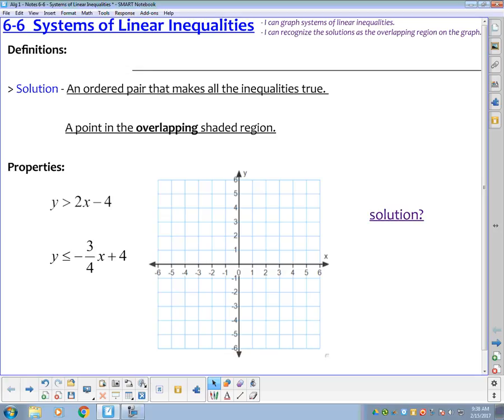So a solution is an ordered pair that makes all the inequalities true. Now we're only going to do two, so when I say all, I mean two. Could there be more than two, Esmeralda, do you think? You have more than two? You could, but we're not going to do that. Okay? And a point in the overlapping region is another way to think of our solution here.